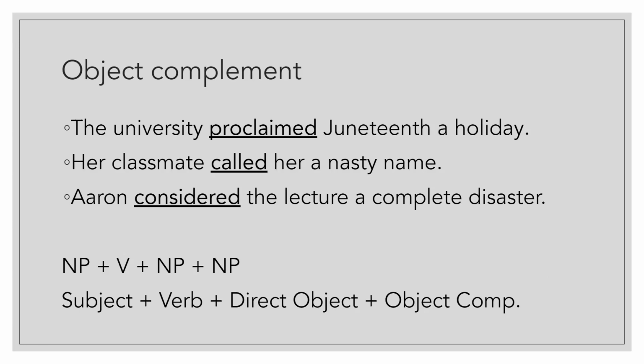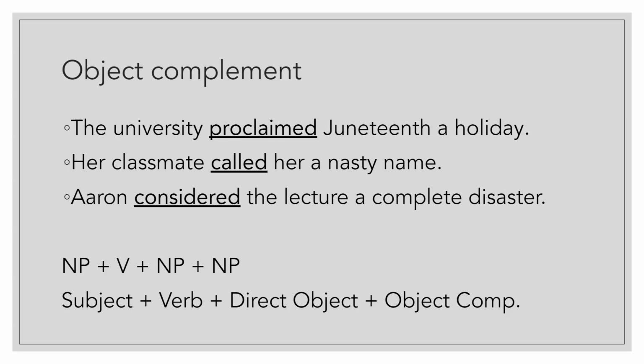Some examples of verbs that do this, and if you think about it, there aren't going to be a million verbs like this, right? There are going to be a few of the most common verbs that allow us to make this equation. Verbs like proclaim. So the university proclaimed Juneteenth a holiday. Juneteenth, proper noun in a noun phrase. A holiday is another noun phrase. Juneteenth is a holiday. So those two noun phrases are being equated. That's your object and object complement.